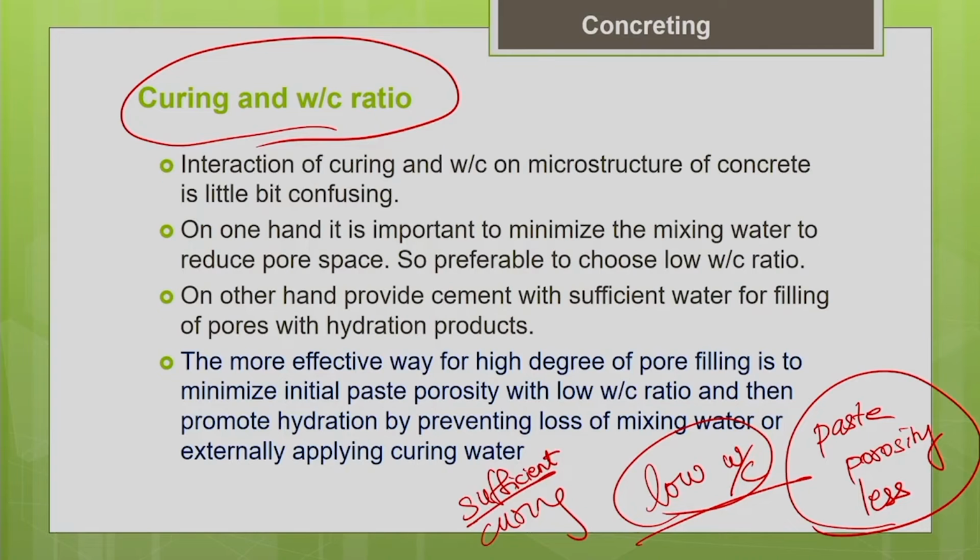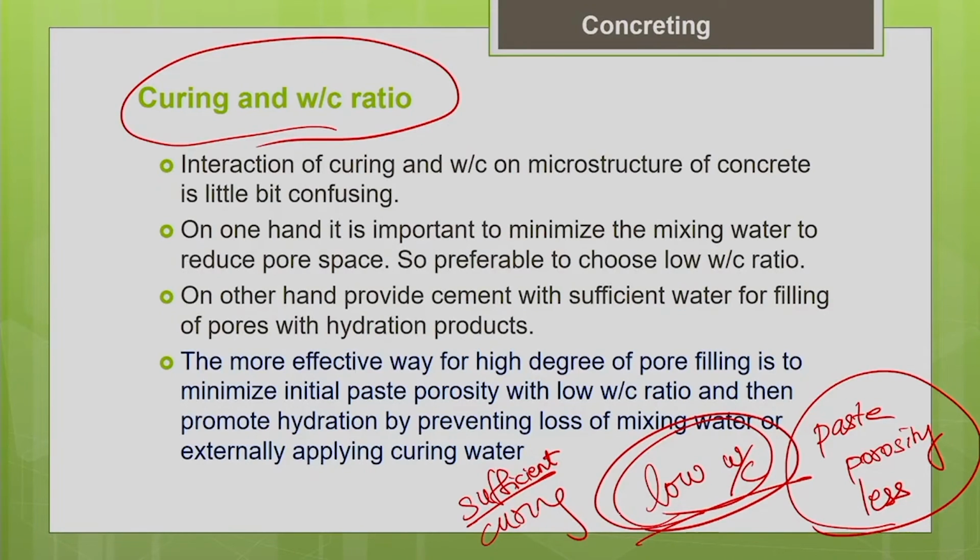So, when you give sufficient curing for concrete, continued hydration will occur and all the pores will be filled with the hydration products. As the pores are filled with the hydration products, you can see that the microstructure will be improved and the porosity of the concrete will be less. Thereby your strength and the durability of the concrete will be good. So, the best thing is to go for low water to cement ratio mixes, but give sufficient curing so that you will get a good microstructure.